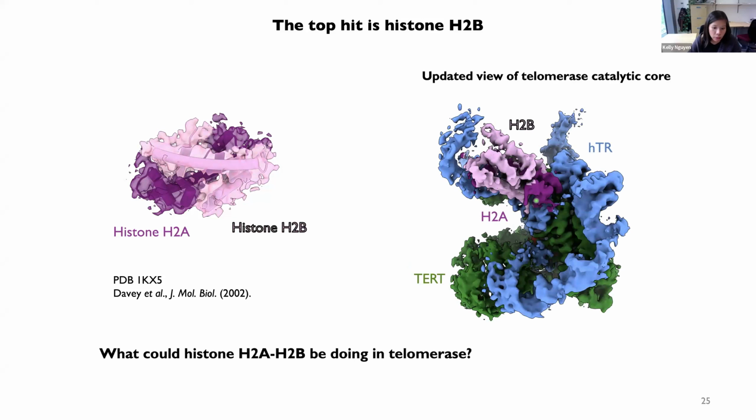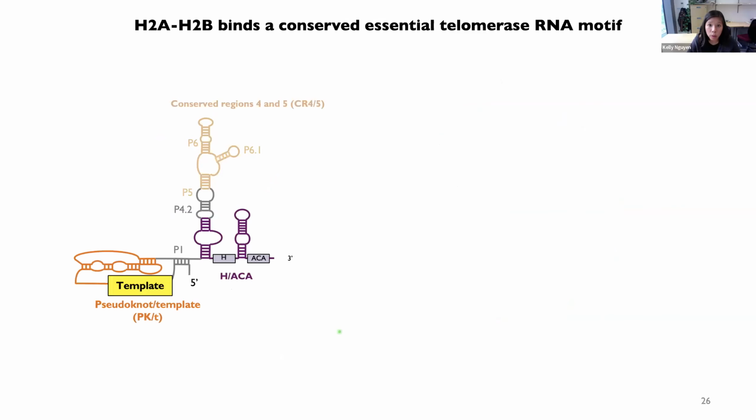We were really bothered by this because we were all at home and couldn't do the experiments. We asked ourselves, what are they doing in telomerase? It turns out that many DNA binding proteins also bind RNA, and this is the answer in this case for what the histones are doing in our structure. The histones are binding a highly conserved motif in telomerase RNA called conserved regions 4 and 5, because again, you see it's very conserved. And it is this region here.